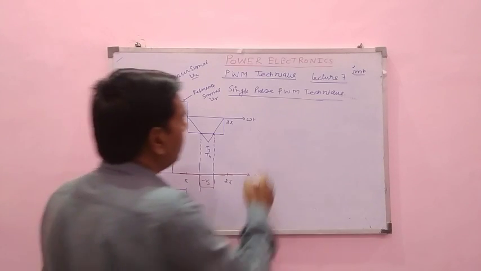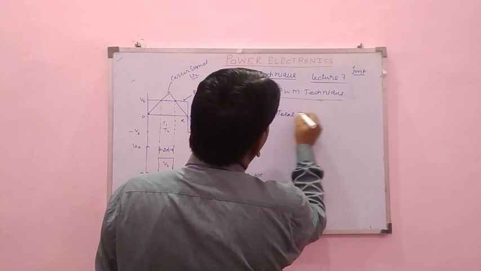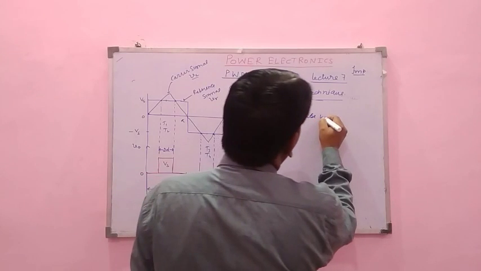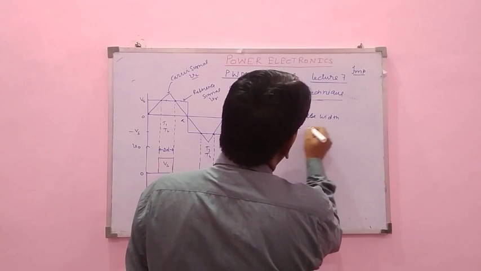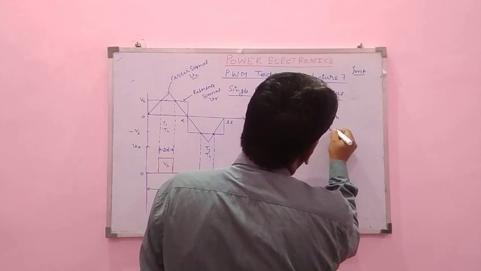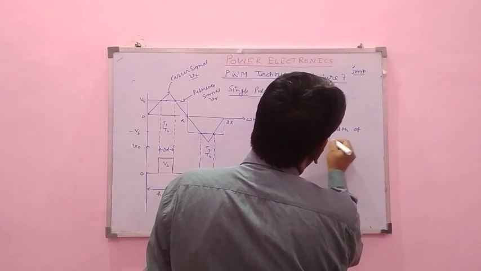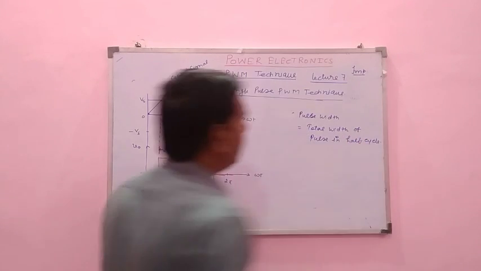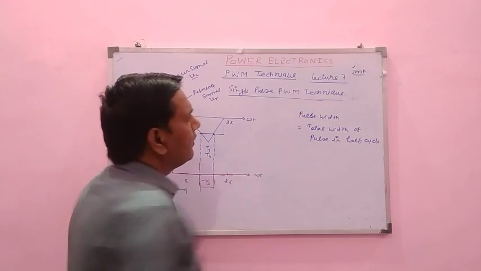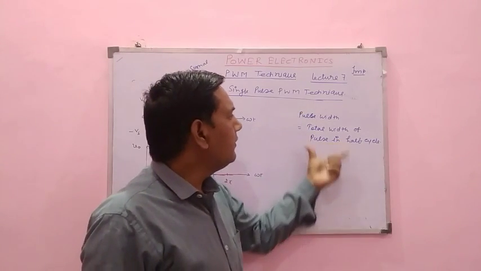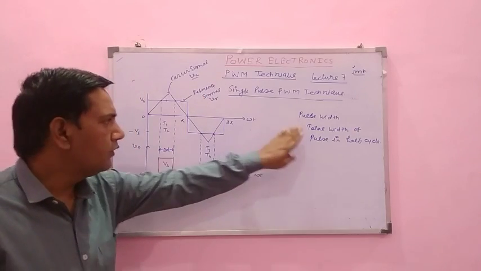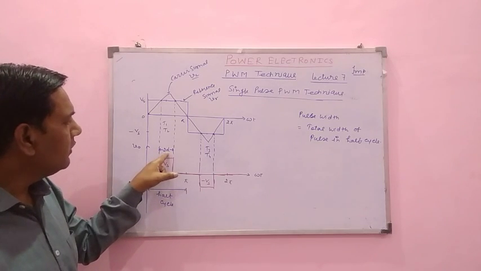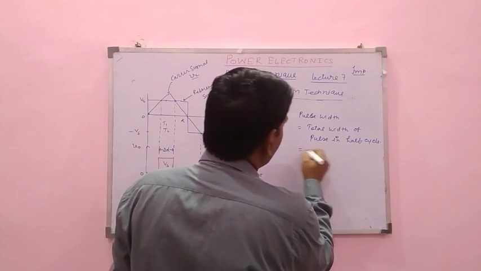So we will define here the total pulse width. The pulse width is the total width of pulse in half cycle. See here, that is important. Pulse width, what is pulse width? Pulse width is the total width of pulse in half cycle. Suppose for example, if here we have only one pulse, so the pulse width is equal to 2D.